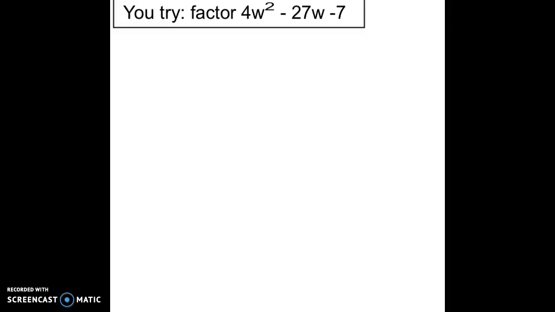Try this one on your own. List out the factors of 4 and the factors of negative 7 and see all the different combinations that you can make. You're trying to get the middle term to add to a negative 27. Pause your video now and try this on your own.